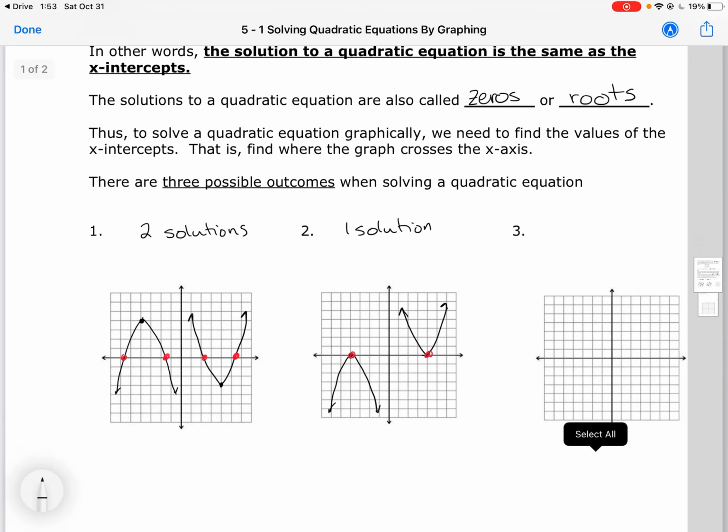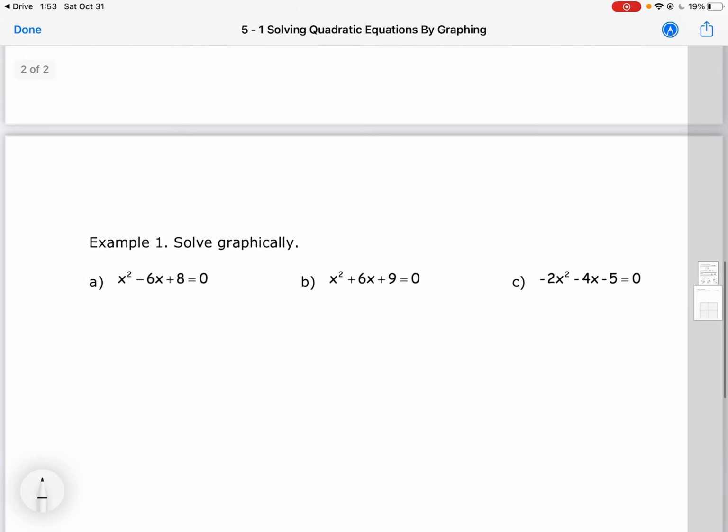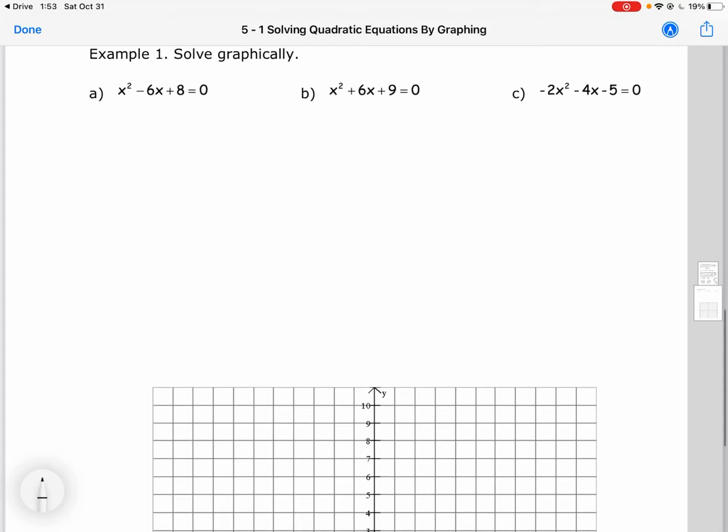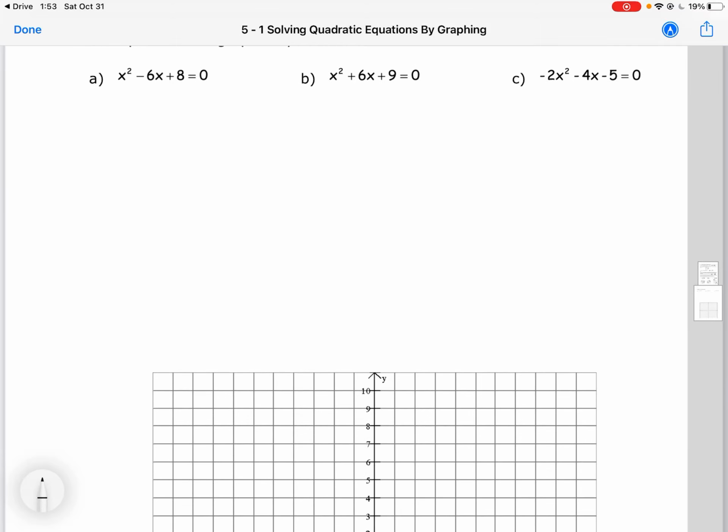The third option is that we've got 0 solutions. That would be where you have a vertex that is above the x-axis and your parabola opens up, or one that is below the x-axis and opens down. It never crosses the x-axis, so there are no solutions. So here are 3 examples that we're going to use to solve graphically.